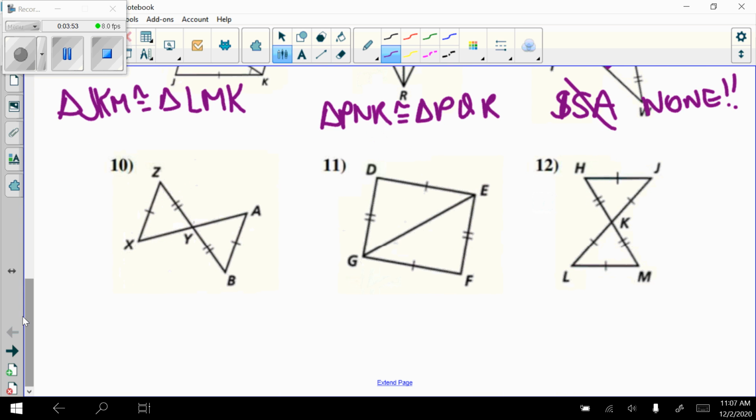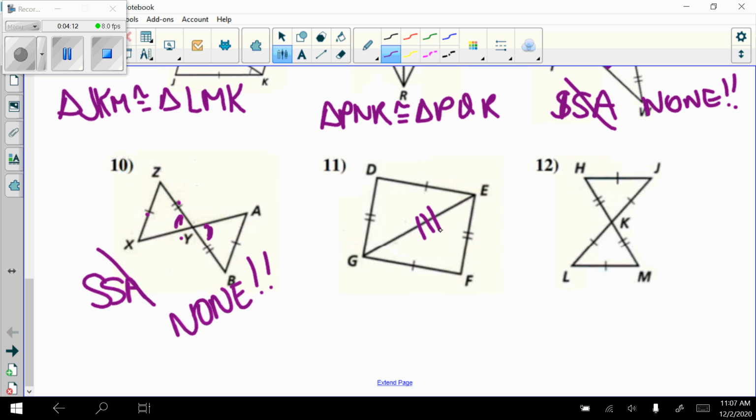Number 10, again, I've got vertical angles, so I have an S, and A. Ooh, another donkey, another none, no congruence. I have two sides marked. Again, I only have two things marked, but they both share that side, right? It's the same side in both triangles, so I have an SSS. So I can say triangle DGE congruent to triangle. So I went 2 to 3, so FDG.